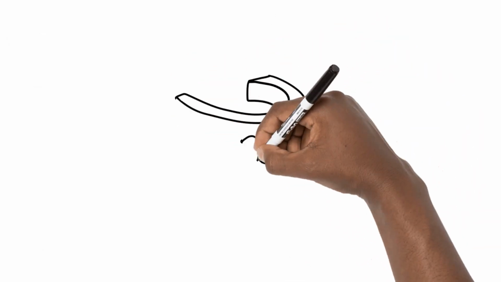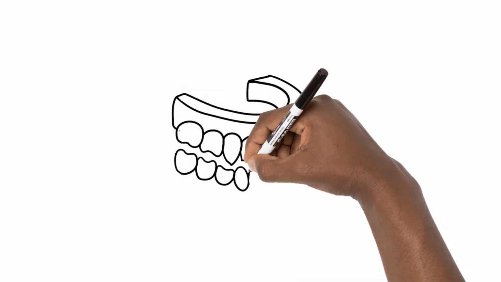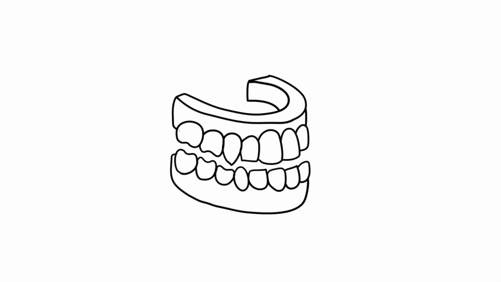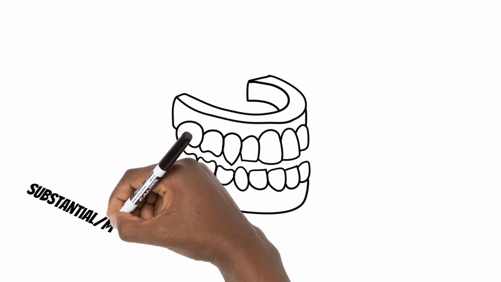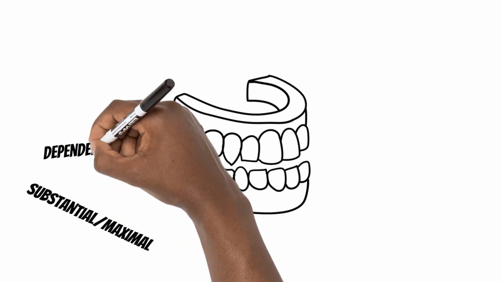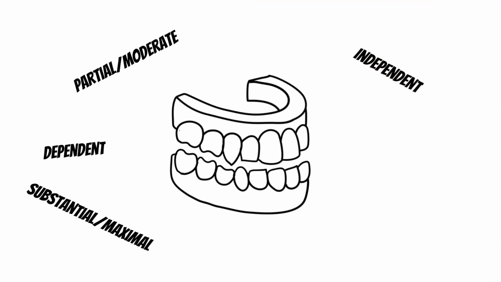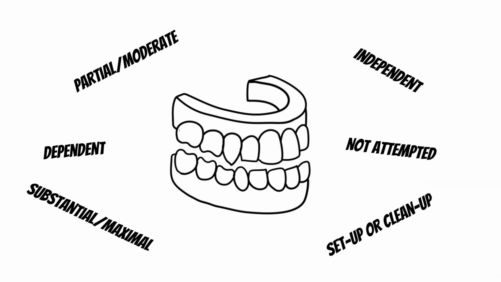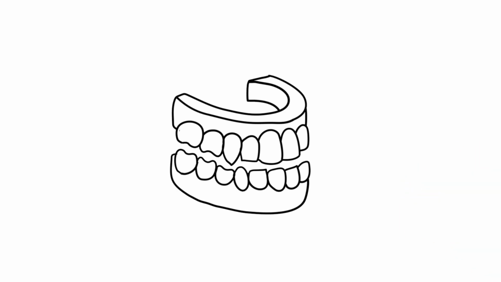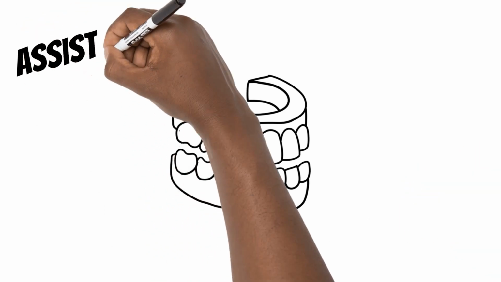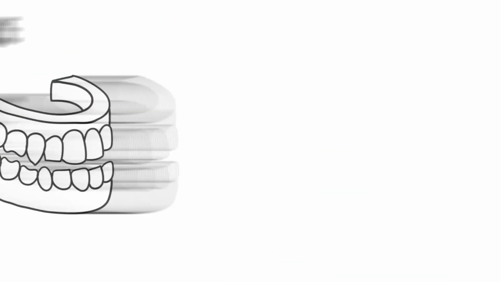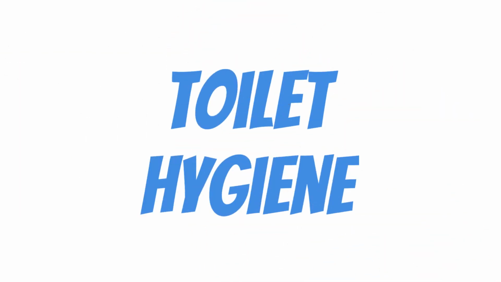Dentures. If the resident wears dentures, evaluate their ability to remove and replace them from and into the mouth. Additionally, assess their capacity to manage equipment for soaking and rinsing dentures. Guidance. If a resident cannot manage their dentures independently, whether due to difficulty with insertion, removal, or caring for them, such as soaking and rinsing, it indicates the need for assistance with denture care as part of the oral hygiene task. Our next definition is toilet hygiene.